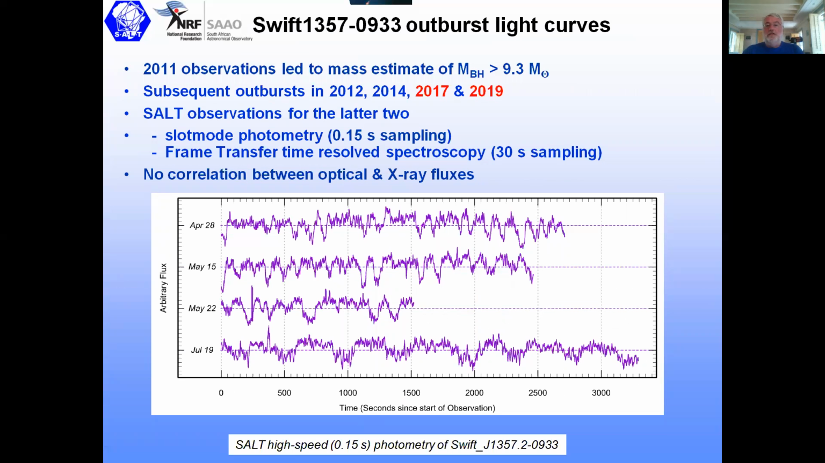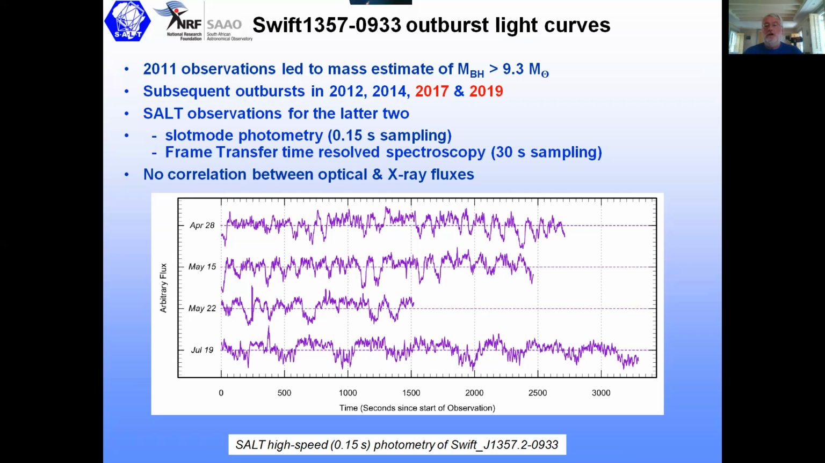So those observations led to a mass estimate of above 9.3 solar masses for the unseen black hole companion. But interestingly, the system has also undergone other outbursts. And so the observations that I'm reporting here were for the outbursts in 2017 and 2019, the latest two. The observations consist of both photometry with SALT using what's called slot mode photometry that gives 0.15 second time resolution, and frame transfer spectroscopic observations, typically with 30-second exposures and no dead times in any of these data.